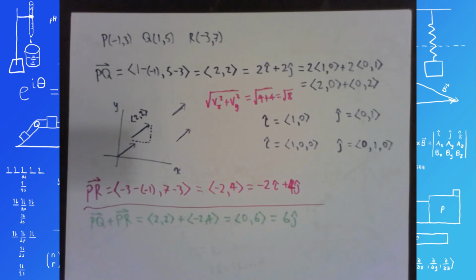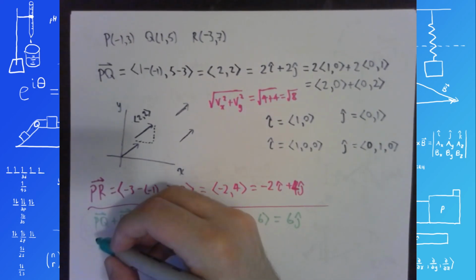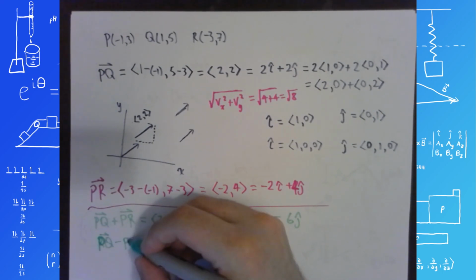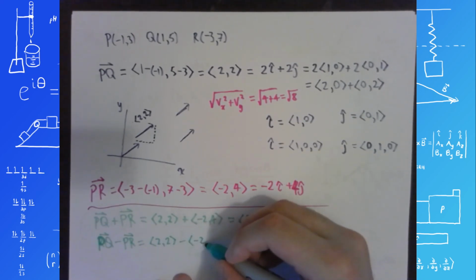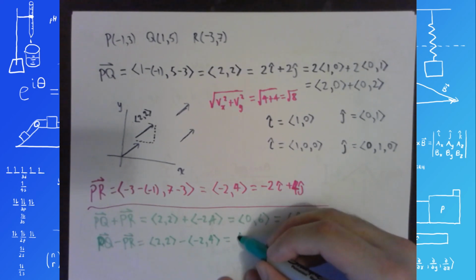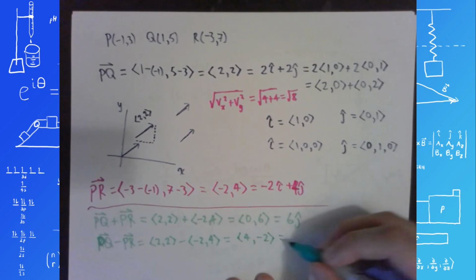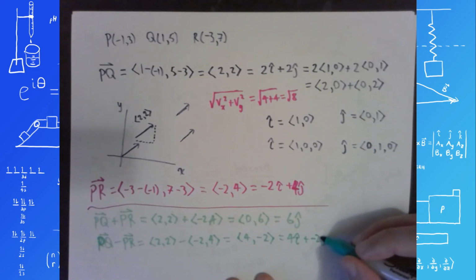Okay, number 6 is PQ minus PR. That's not going to be too different. It's just subtracting. PQ minus PR: 2, 2 minus negative 2, 4. That's going to be 2 minus negative 2 is 4, and 2 minus 4 is negative 2. Equals 4 i hat plus, or I guess minus, plus negative 2 j hat.